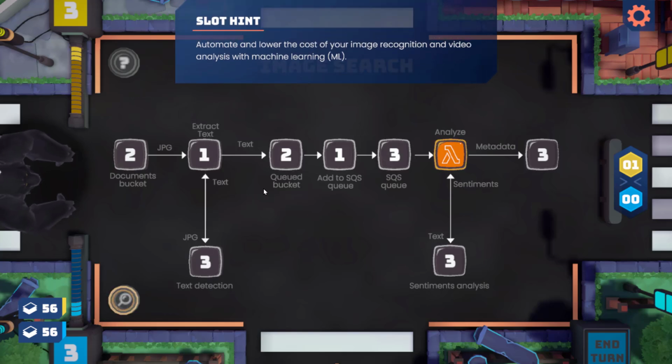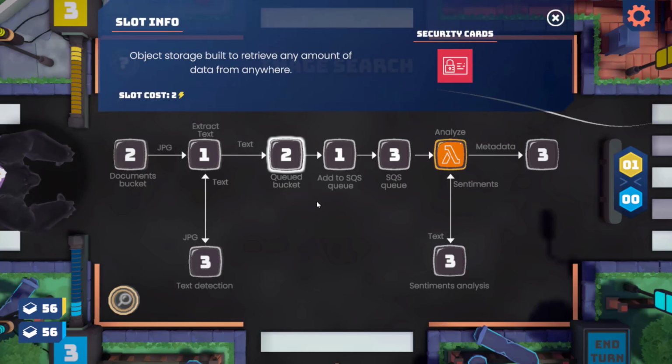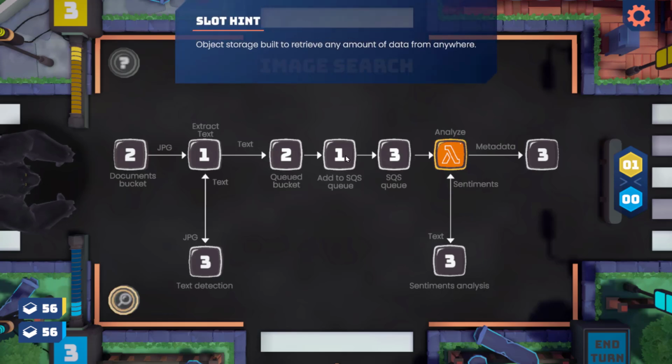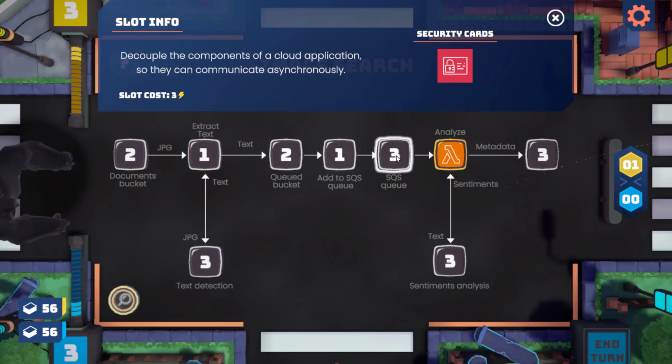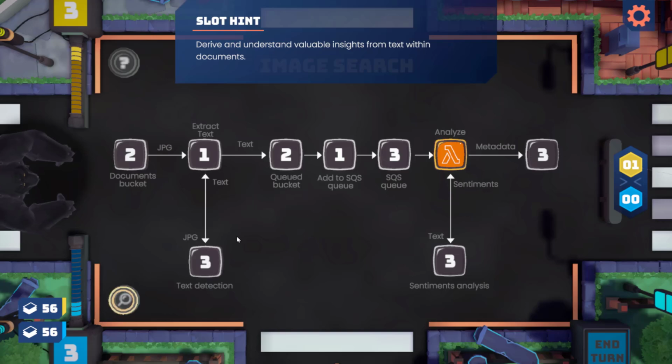So Lambda will be here. And then you have a queued bucket. So I think once you extract the text, you are going to write it to maybe S3. And then as soon as you put that file in, I guess that notification will be added to the SQS queue. What is this? Lambda again. Here is the SQS queue. This guy already placed a Lambda here. And finally, OpenSearch will come here, and for sentiment analysis we are going to use Comprehend. So that's how it looks.